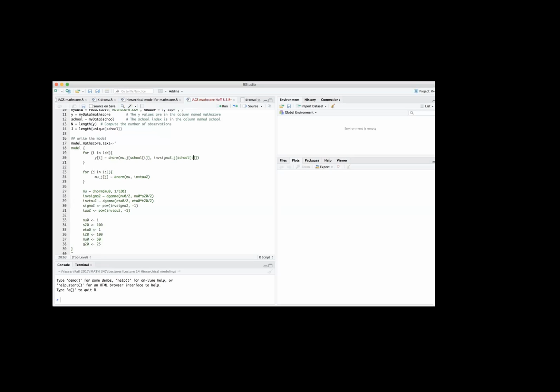School specific variance. So I'm going to have this inverse sigma squared underscore J, and then down here I have a bracket. In the brackets now I'm treating this as a vector, right? So I want that specific piece for school J. So I'm going to have school over here, and bracket i tells me what is the school itself. Okay, so this is the first change that I think you need to do.